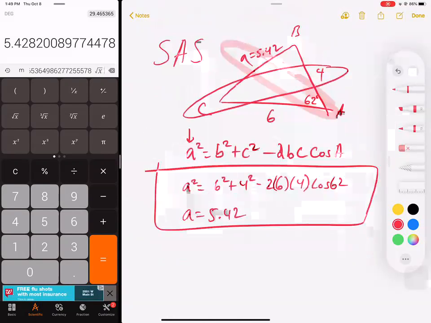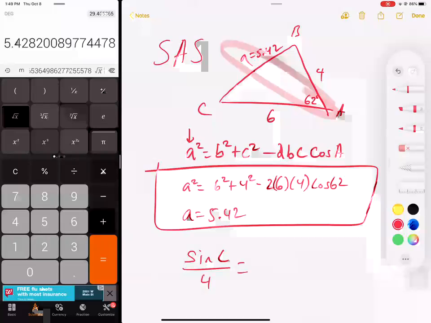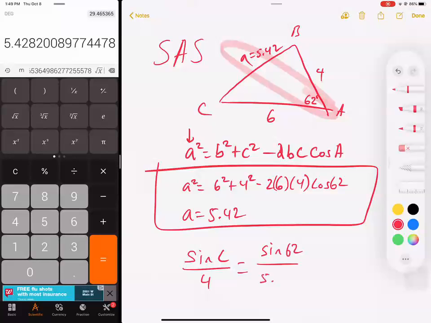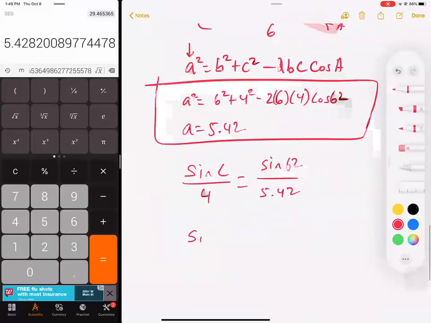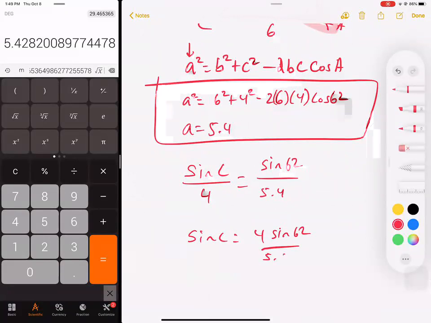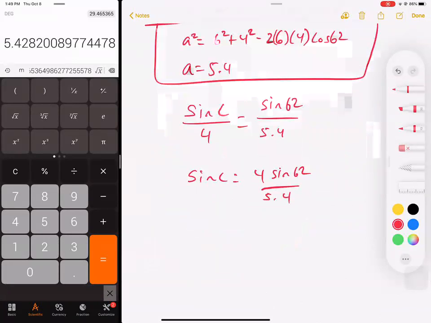So I need to solve for C then. Sine of C over 4 is equal to sine of 62 over 5.42. All this stuff is calculator work. Sine of C is equal to 4 sine 62 over 5.4. I'm going to write 5.4, rounding to my nearest tenth. And then that's all calculator work. 4 times sine 62, divided by 5.4, equals.